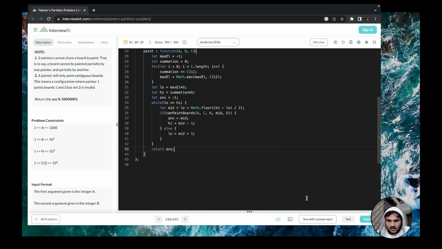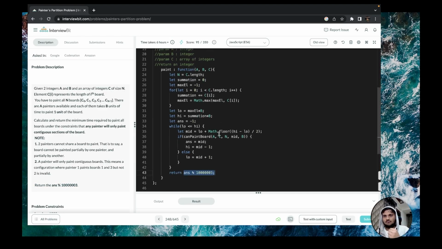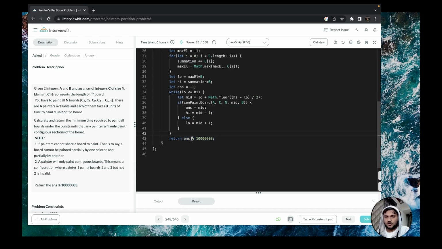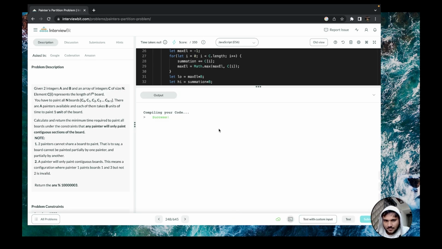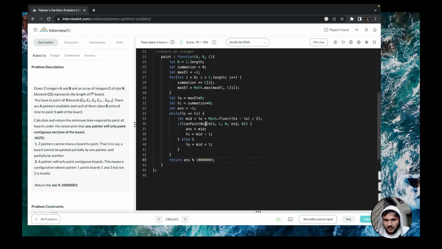Okay, let's try to test the code and see if it is working fine or not. Before you submit, the answer expects you to do answer mod this. Because we are coding in JavaScript, the bounds of integers are quite high, so it is going to handle everything. You don't need to apply modulo arithmetic. You just do answer mod this value and try to submit.